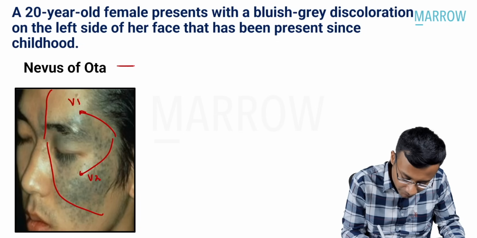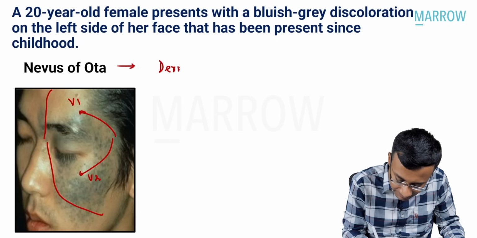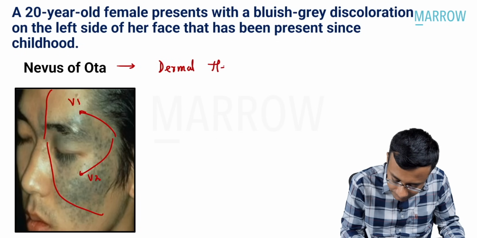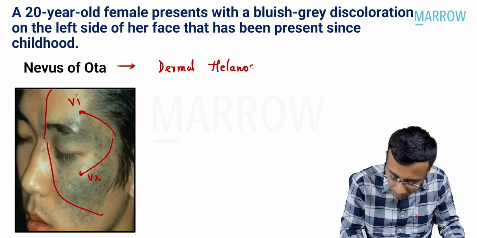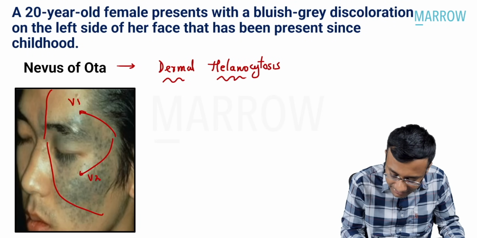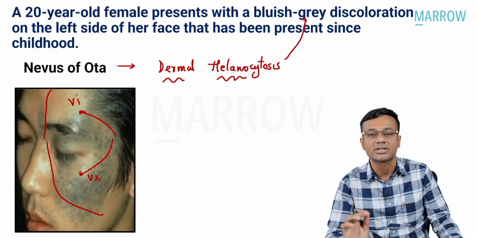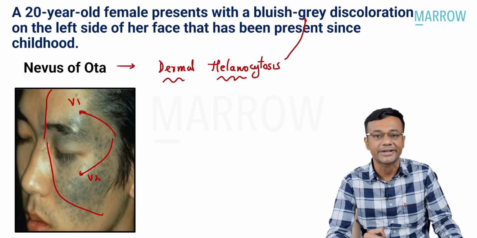So this is an example for something known as dermal melanocytosis. So generally, when we're talking about the proliferation of the melanocytes in the dermis, the color is going to be blue to gray in color because of something in physics known as Tyndall effect.